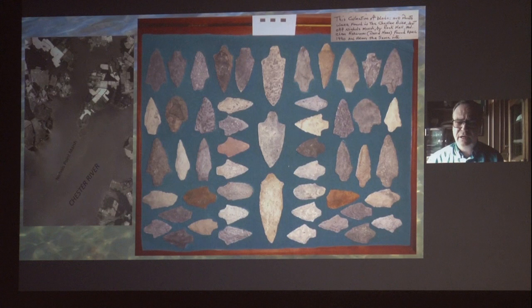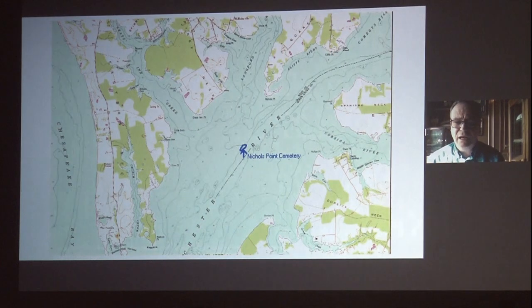This is Nichols Point. This assemblage to the right here was found by a guy named David Haas in a single month, in April of 1990. Gives you an idea of the immensity of stuff there. Let's go a little bit deeper.